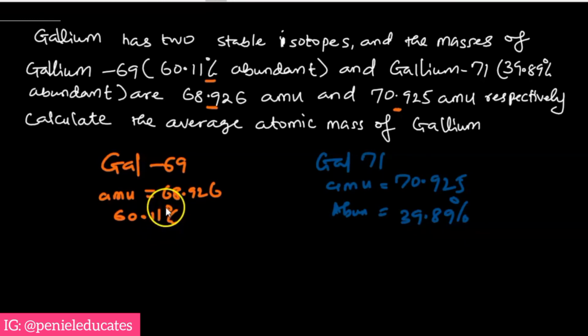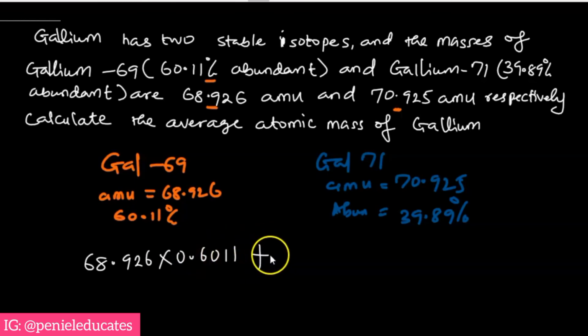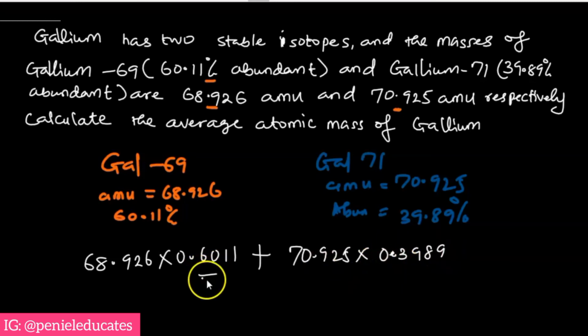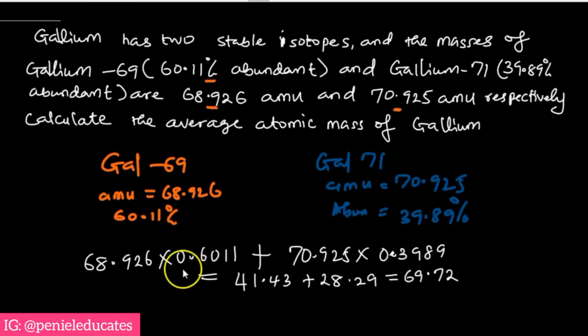All right, to calculate the average atomic mass of gallium, we'll take this particular one, gallium 69. We have the atomic mass unit given as 68.926. We'll take that, 68.926, multiplied by this, converted into decimal, which gives 0.6011. Then plus this one, 70.925 atomic mass unit, multiplied by, converted to decimal, 0.3989.